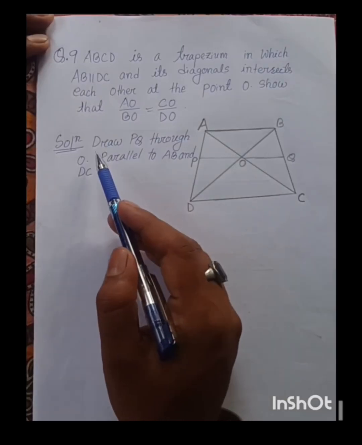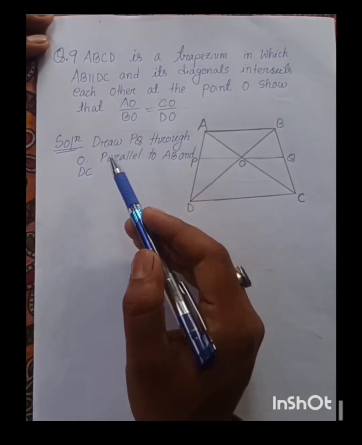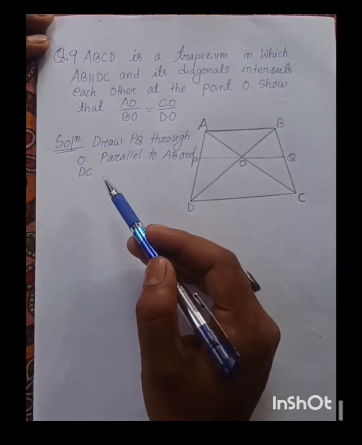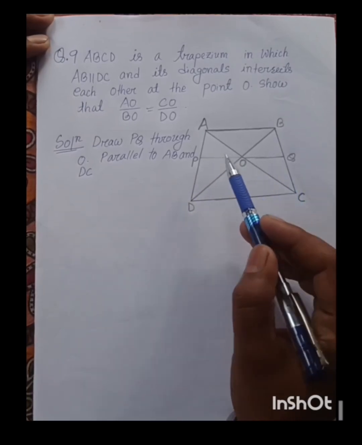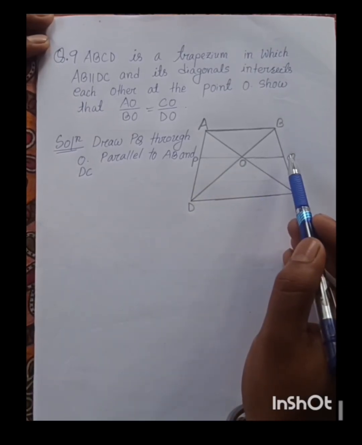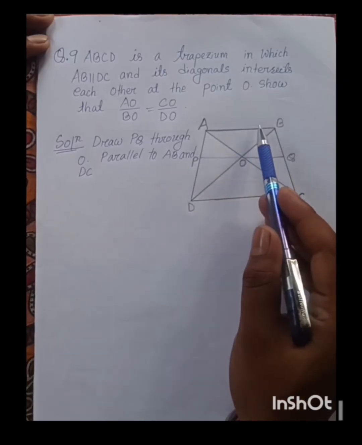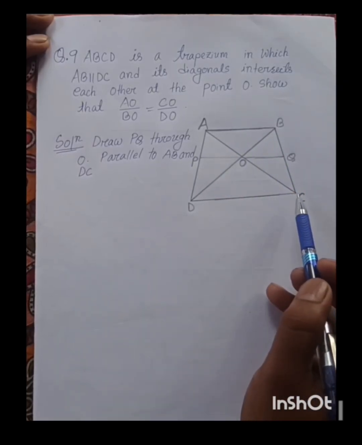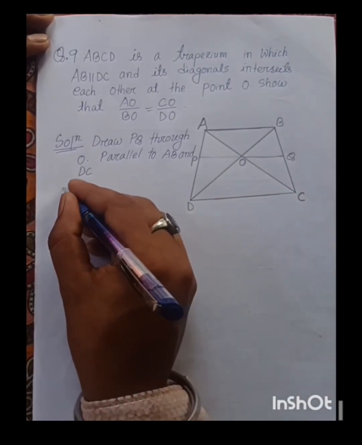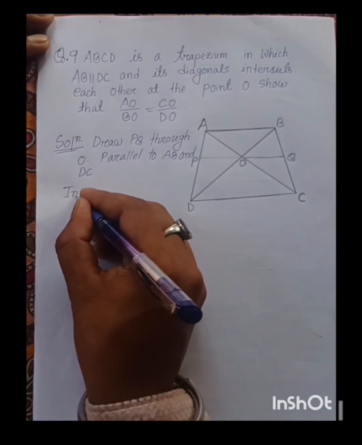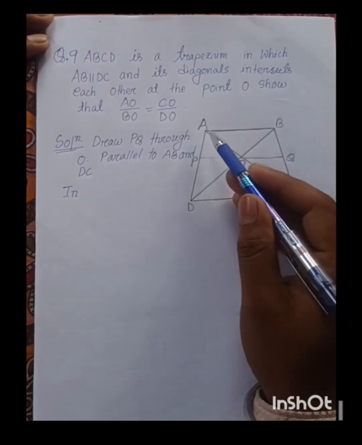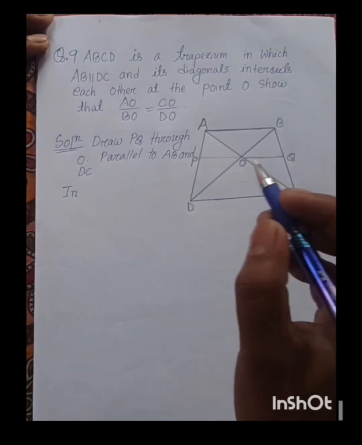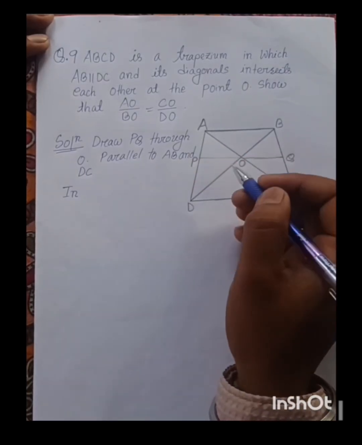So first just you write this, draw PQ through O parallel to AB and DC. So from this point O I have drawn one line PQ, and this PQ is parallel to AB and DC. Now I will take two triangles from here. One triangle I will take ABD and another I will take ADC. So first I will take ABD.